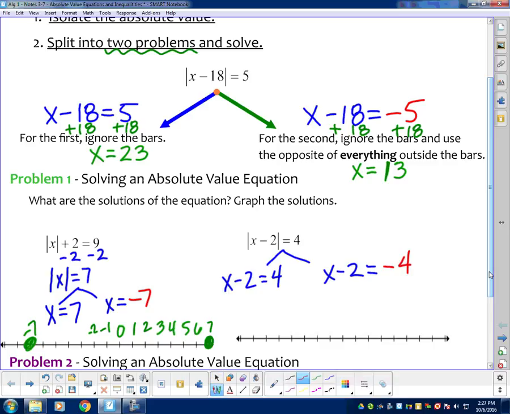Okay, how do I get x by itself here? By adding 2. Same thing over here. Add 2, add 2.